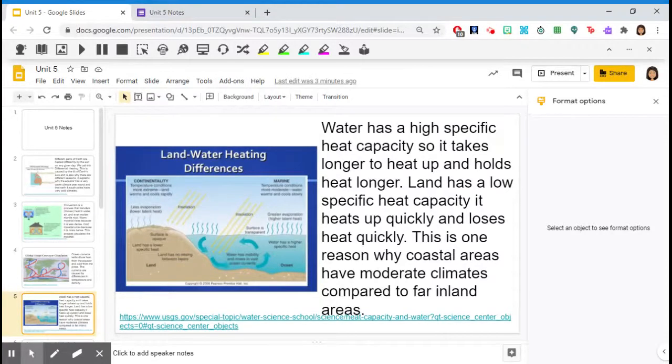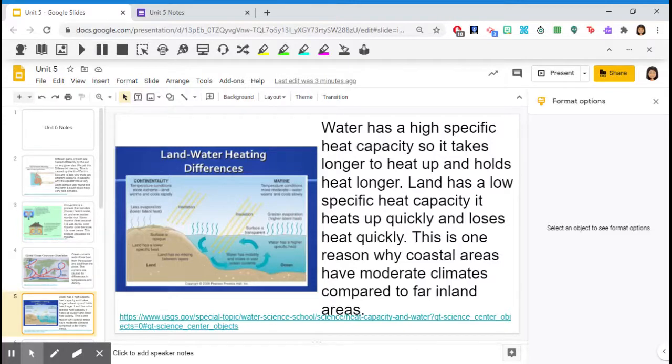Water, on the other hand, has a different heat capacity. So land actually has a low specific heat capacity. It heats up quickly, it cools down quickly, and it cannot hold heat to save its life. If you heat something up that's solid, it will heat up quickly and it will get very hot, but it won't hold that heat. It cools down very quickly.